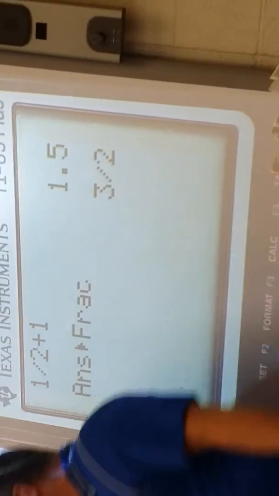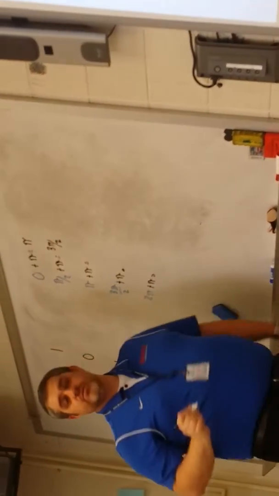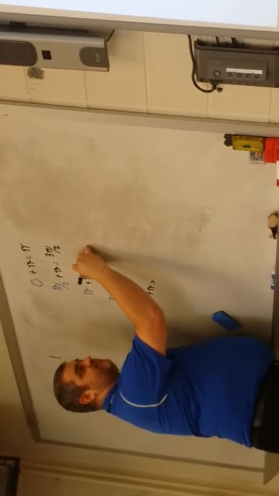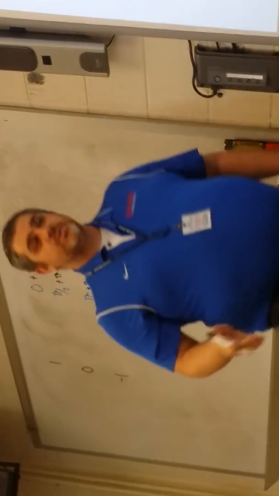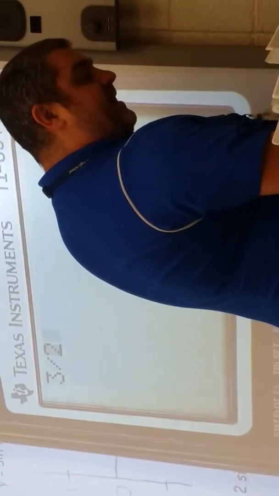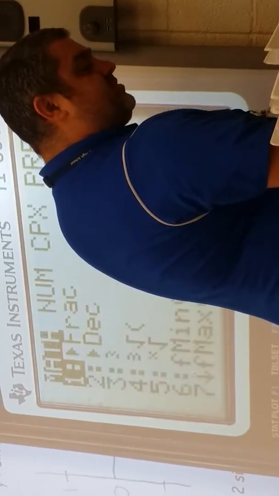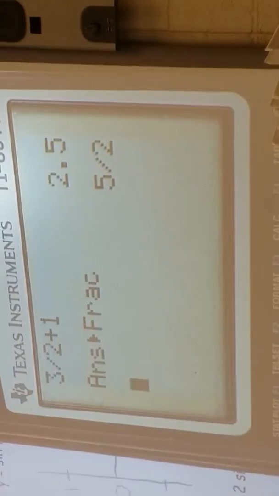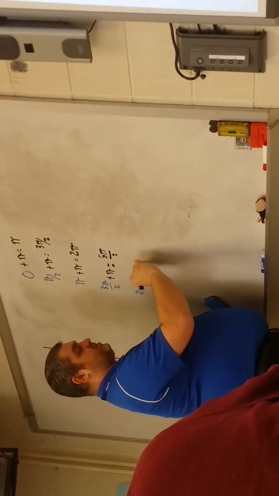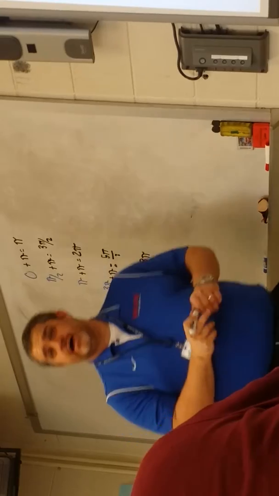So 1 pi over 2 plus 1. Turn it into a fraction would give you the 3 over 2. So that would be 3 pi over 2. 1 pi plus 1 pi is 2 pi. The next one, either you're good at fractions or you're doing it on the calculator. 3 pi over 2 plus 1, turn it into a fraction, 5 pi over 2. And then 2 pi plus 1 pi is 3 pi.